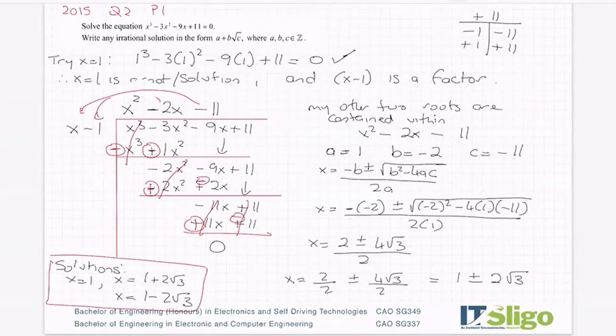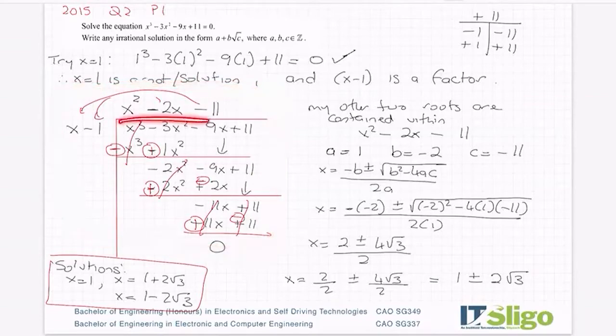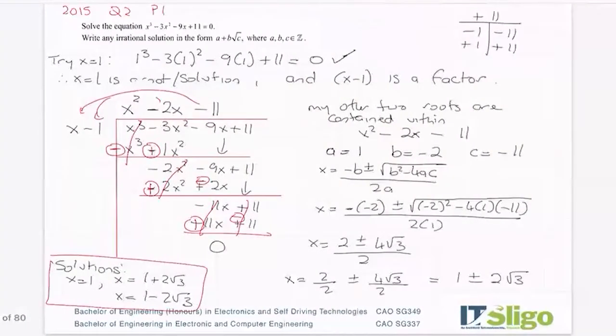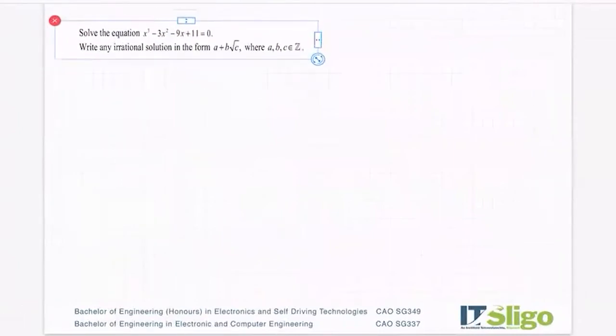What I want to show you now is an alternative to the long division part. In other words, how could I get this quadratic, or could I in any other method? And you can, with, let me just copy this, the question. You can with equating the coefficients. So let's give that a bash and hopefully it'll work out for us.